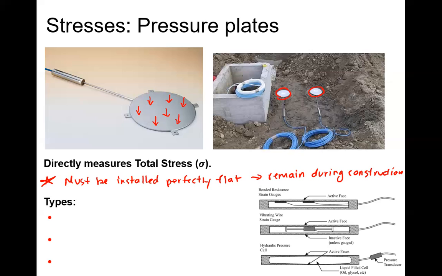Because if we are measuring with these pressure plates this way, we need the soil to be loading at exactly 90 degrees. If the pressure plate is tilted at all, then we're not getting a good representation of the actual vertical loading. So these are really popular. There are 3 types that we see of ways of measuring it. There's one called the vibrating wire.